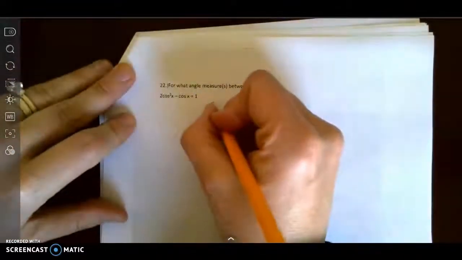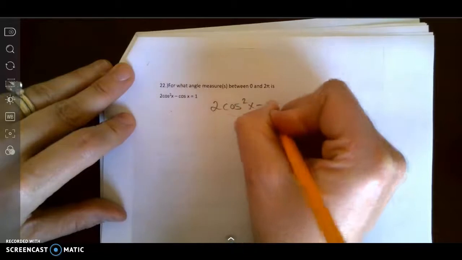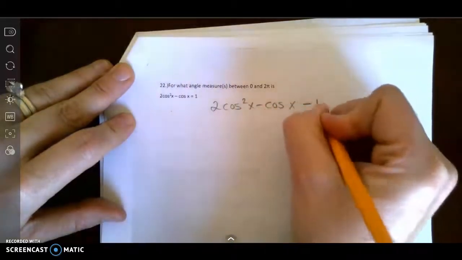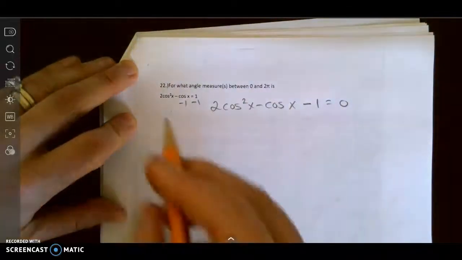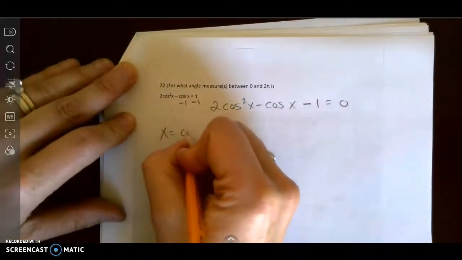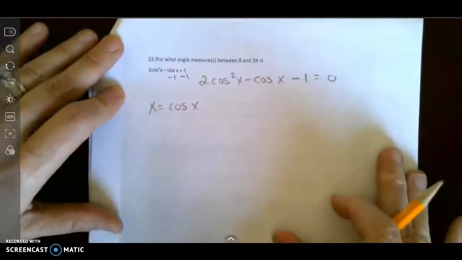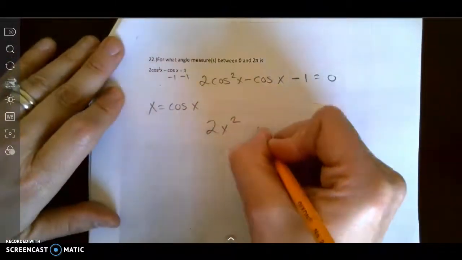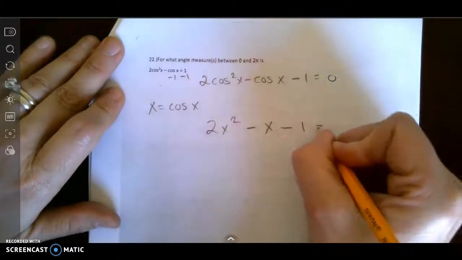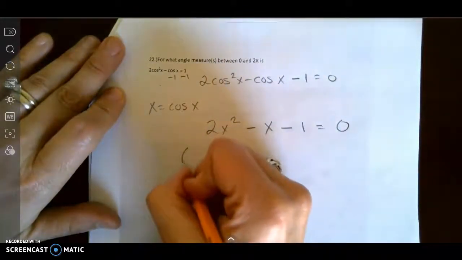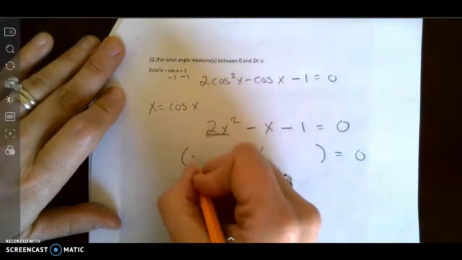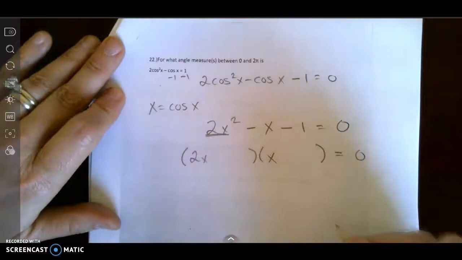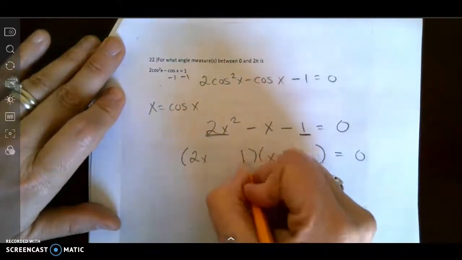So I'm going to need to solve. First I have to set this equal to 0. So I subtracted 1 from each side. Now I'm going to substitute and let x equal cosine of x, and rewrite this as 2x squared minus x minus 1 equals 0. Now I'm going to factor. Only way to get 2x squared is 2x and x. The only way to get 1 is 1 and 1.